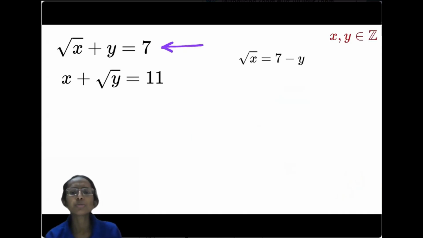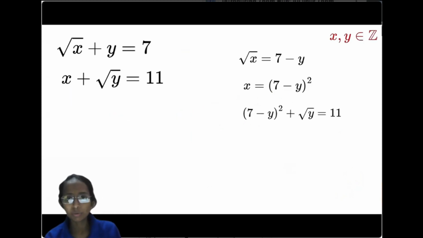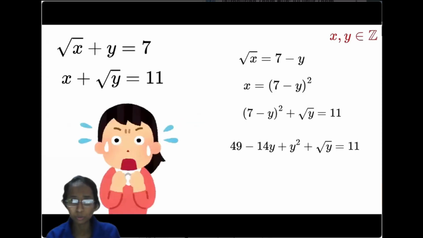√x = 7 − y. Then we can square both the sides. So we have x = (7 − y)². Then we can substitute this value of x in the second equation. So we have (7 − y)² + √y = 11. Now we can expand this by (a − b)².